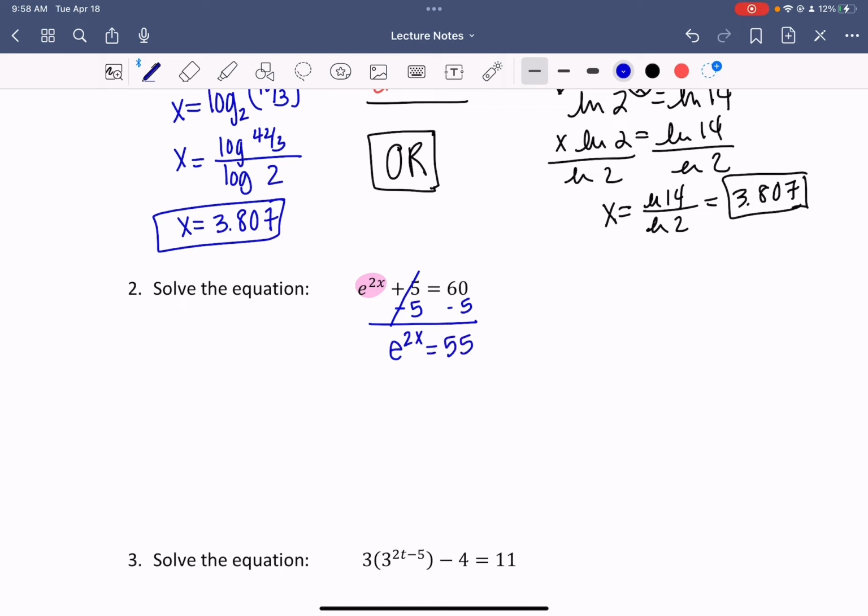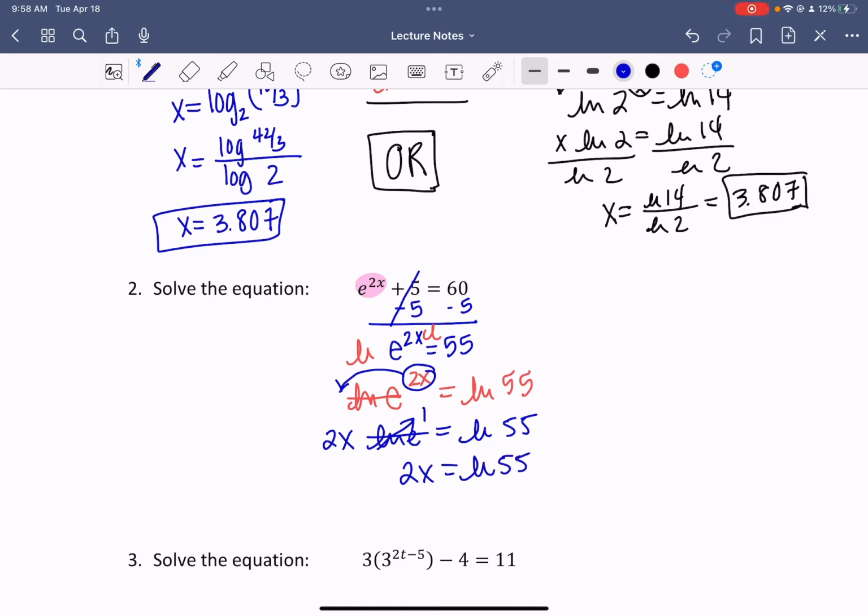And this is why I would choose option 2 a lot of the time, because when I ln both sides, I'm beginning to see that ln e, which is an inverse property. And so ln e to the 2x equal to ln 55. Ln e is an inverse property. It cancels. We also know exponents come out front. So that gives me 2x ln e equal to ln 55. But when that ln e cancels, it becomes a 1. So really I have 2x equal to ln 55.